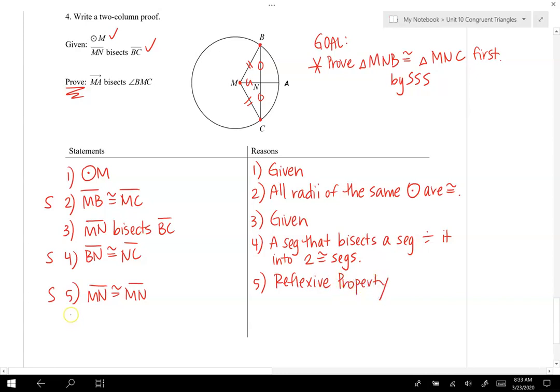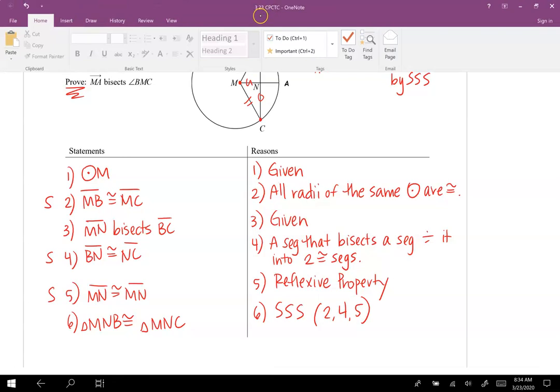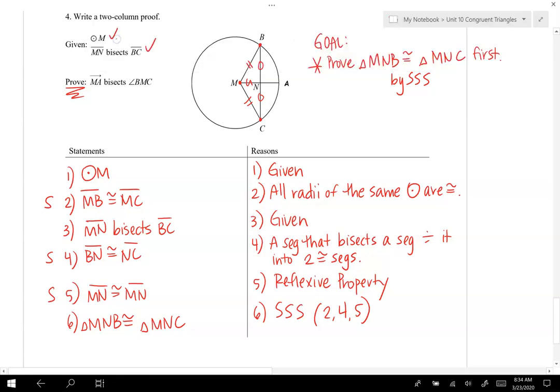So now we can say, since I have my 3 matches, triangle MNB is congruent to triangle MNC by side, side, side, which I showed in steps 2, 4, and 5. Okay? I'm going to use a different color to get us through the next part. So we want to prove that ray MA bisects angle BMC, which means I probably need to show which angles are actually congruent.